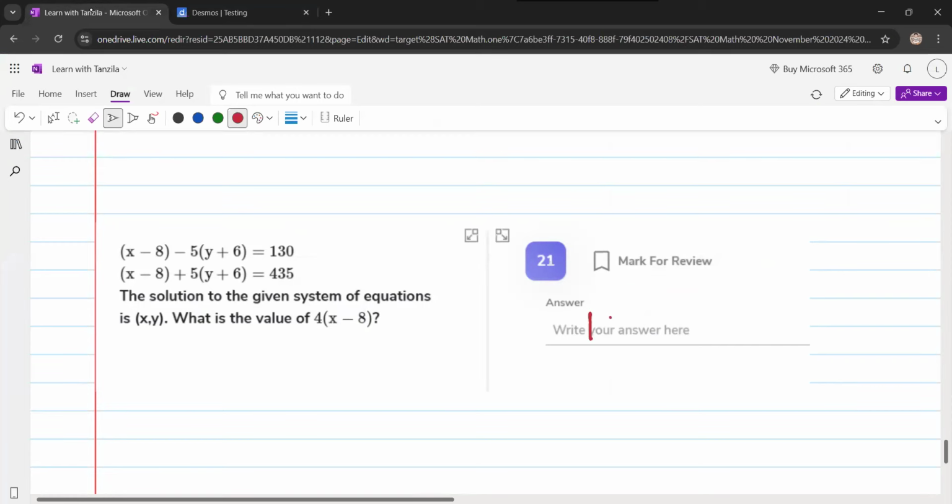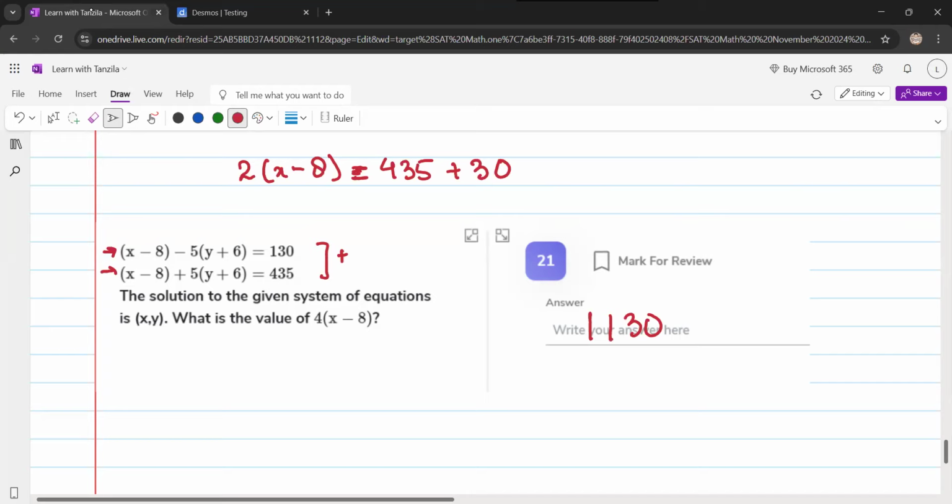Well, I'll tell you one more thing. You notice the equations? If you add the two equations, this term is entirely gone. So if you add them, you will have 2 times x minus 8 equal to 435 plus 130. Right? And that way also you can do it.